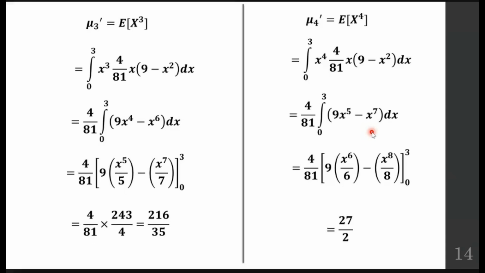If they have asked the word 'hence', then we have to apply the MGF. If they have not asked, you can apply any method of calculating the moments. (27/2). So first 4 moments. If they have asked first 4 moments about the mean, or the central moments, then we use the formulas: mu1 equal to 0, mu2 is equal to, all these formulas we can apply and calculate that.